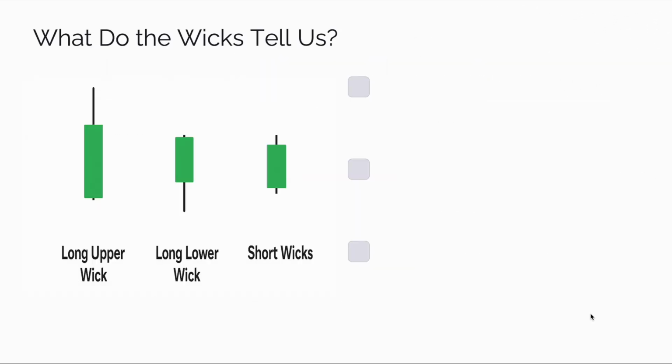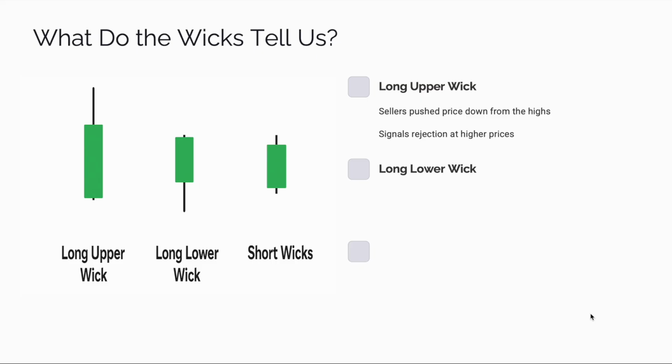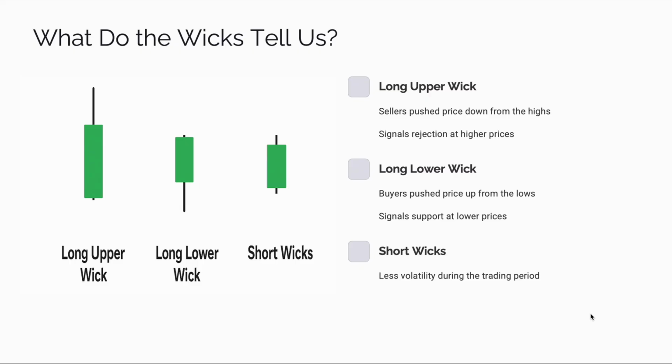So what do the wicks tell us? Wicks are like behind the scenes footage of a stock's battle between buyers and sellers. A long upper wick means the stock went high but sellers pushed it down, like a balloon that couldn't stay up. A long lower wick means the stock fell but buyers rescued it, a sign of support. Short wicks mean a calm day with little fight.